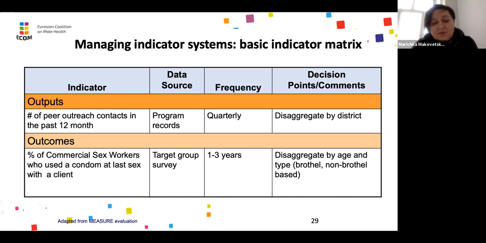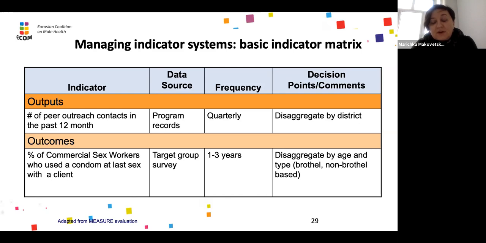Then if you talk about an outcome indicator, we may take, let's say, the percentage of commercial sex workers who use a condom at last sex with a client. In this case, you should have a target group survey. So you should have a survey among all commercial sex workers in your region or your city or wherever you are working. And you should ask them questions about their work, about the use of condoms at last sex, and then develop this questionnaire by asking the questions that you need for your program.